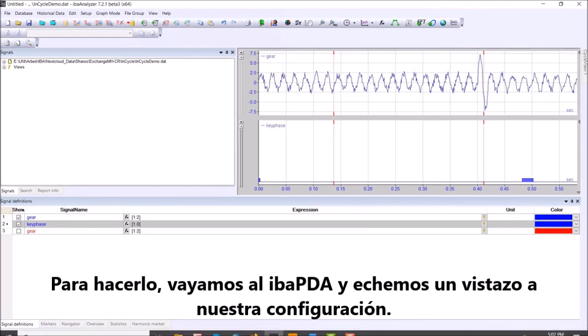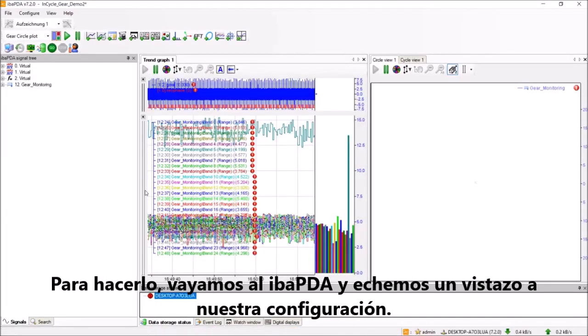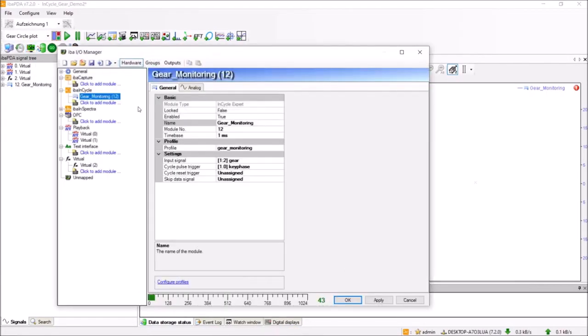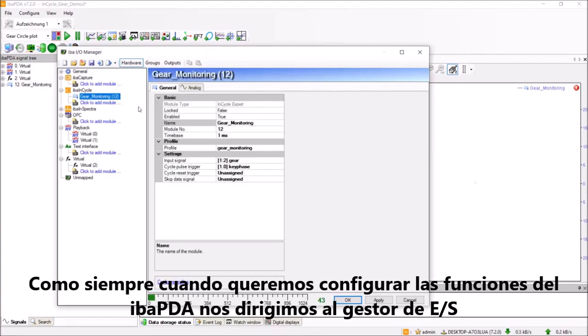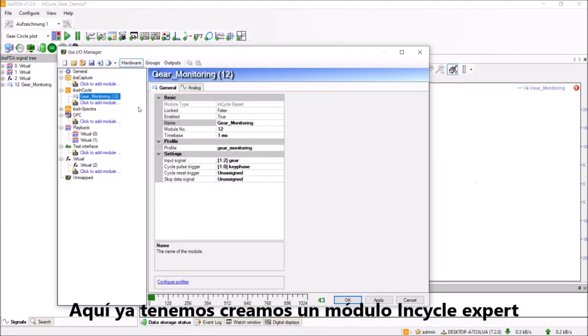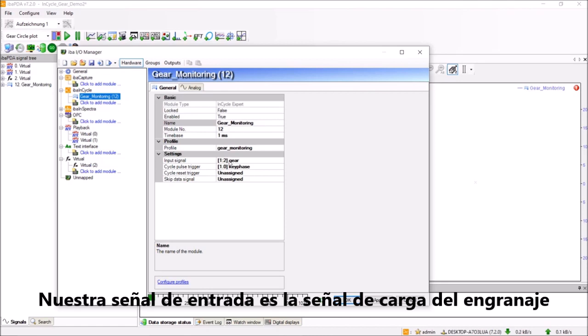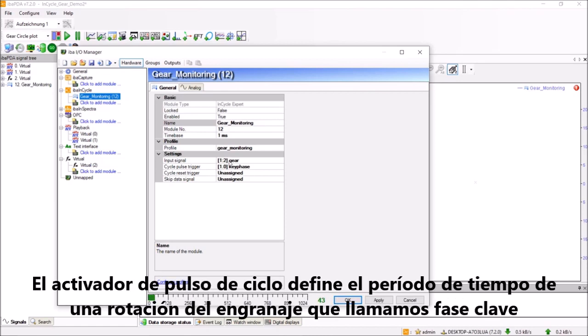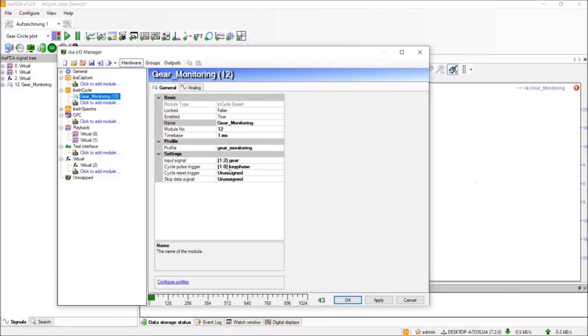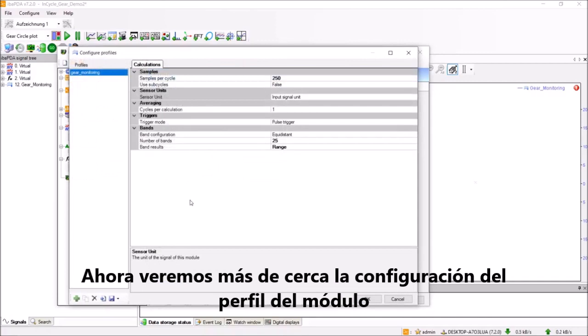In order to do so, let's go to ibaPDA and have a look at our settings. As always, when we want to configure PDA functions, we go to the I/O manager. Here we already created an ibaInCycle expert module. Our input signal is the load signal of the gear. The cycle pulse trigger defines the time period of one rotation of the gear, which we named key phase. We will now have a closer look into the profile settings of the module.